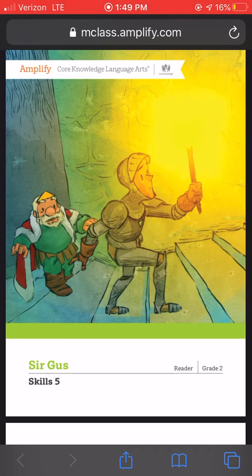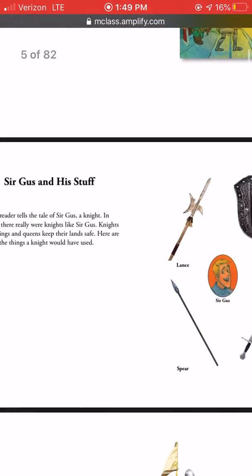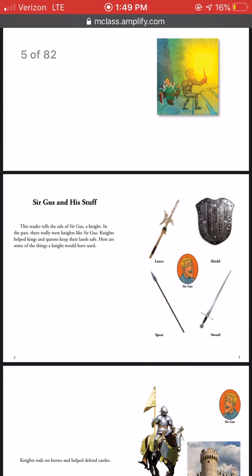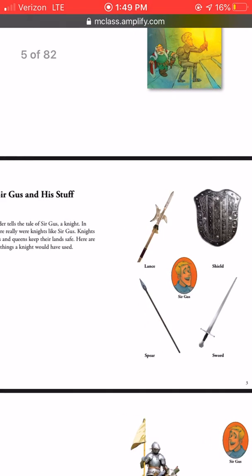Okay, we're going to turn to, I believe it's page 3. Let's see. Yeah, page 3. This is Sir Gus in his stuff. Okay, this illustration shows all of the weapons that Sir Gus needed to use to defend himself against his enemies. Okay, Middle Ages are also called medieval times, when knights, kings, and queens all lived.